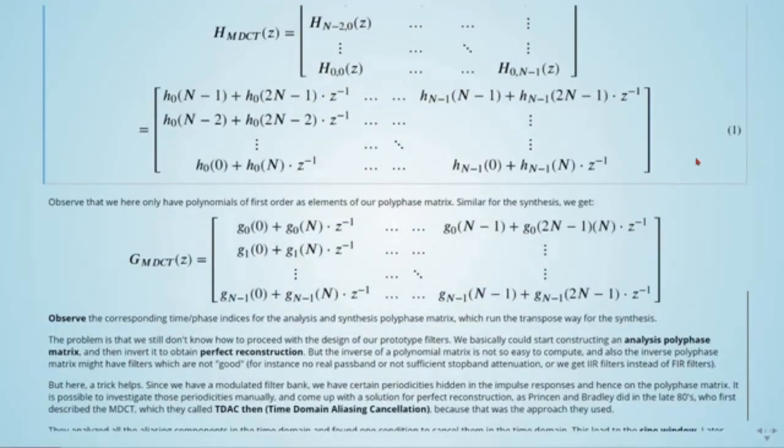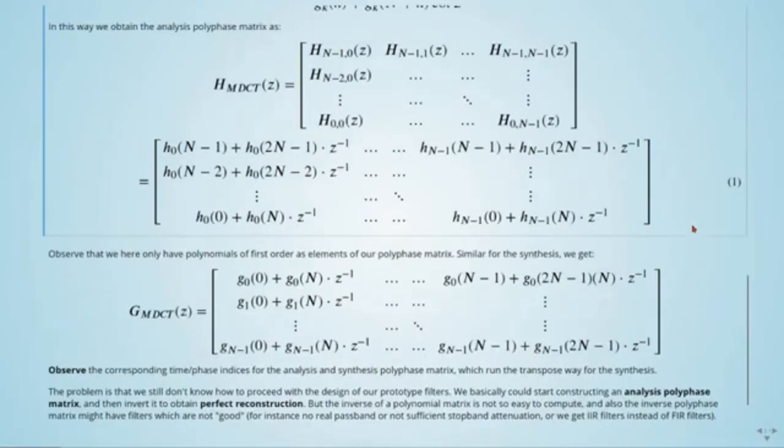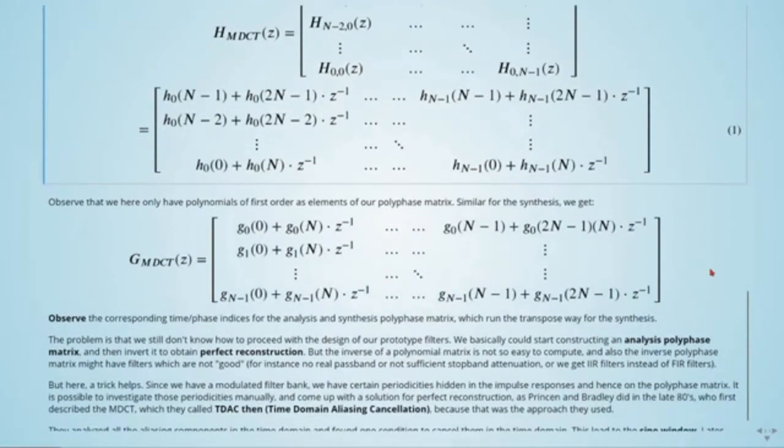The synthesis polyphase matrix is something similar, and we have here this synthesis polyphase matrix. So observe the corresponding time indices for the analysis and synthesis polyphase matrix, which run the transpose way for the synthesis. Here we have 0 and n, here 0 and n. Here we have n minus 1, 2n minus 1, n, and we have n minus 1, 2n minus 1, n, and so on and so forth.